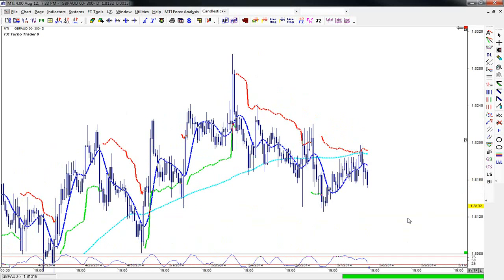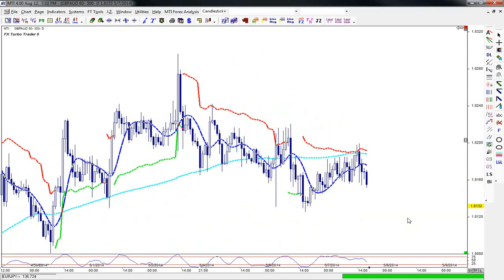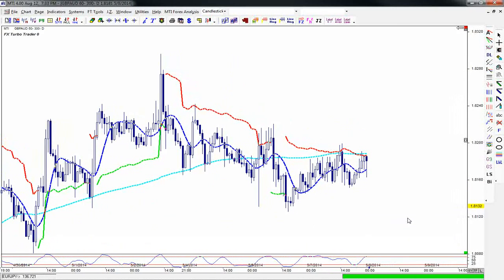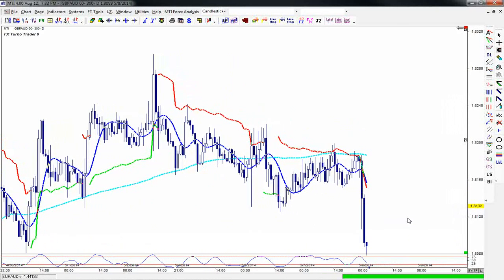So let's take a look. Based on what you see right now, how many of you can tell me what you would do based on the candles below the teal blue line with a red indicator? How many of you can tell me what you would do?